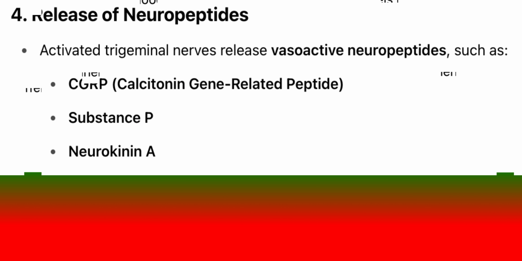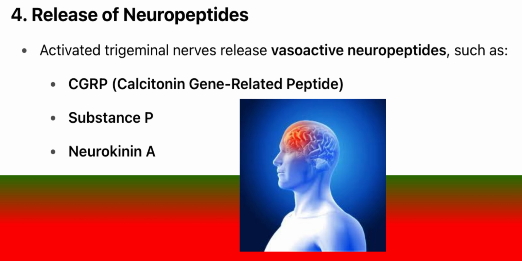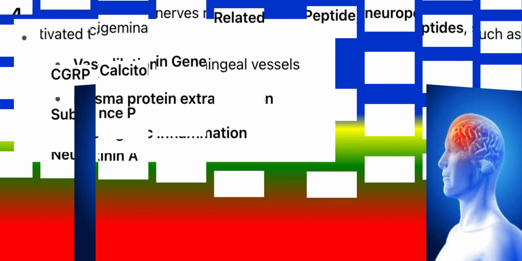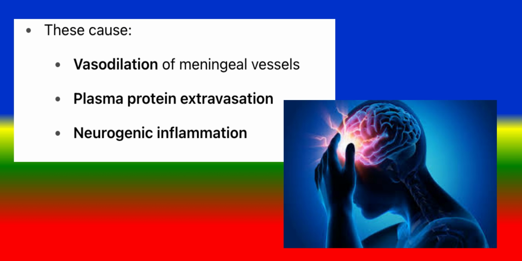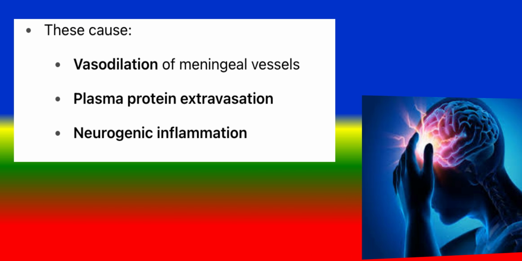4. Release of neuropeptides. Activated trigeminal nerves release vasoactive neuropeptides, such as CGRP, calcitonin gene-related peptide, substance P, and neurokinin A. These cause vasodilation of meningeal vessels, plasma protein extravasation, and neurogenic inflammation.